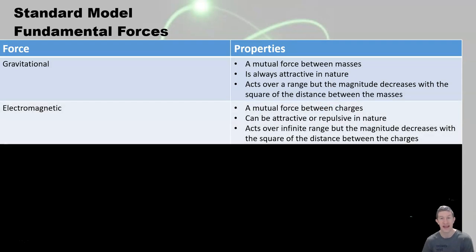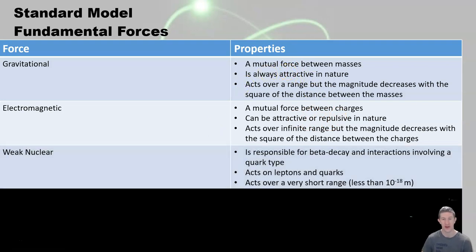Then we've got the electromagnetic force, which again is a mutual force between charges instead of mass. It can be attractive or repulsive. It acts over an infinite range, but the magnitude decreases with the square of the distance again between charges. So it's really analogous to gravitational, except everything mass is changed to charge. And in this case, it can be attractive or repulsive, because gravity is always attractive.